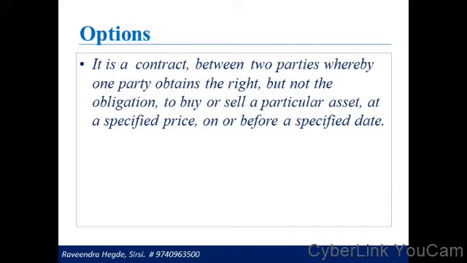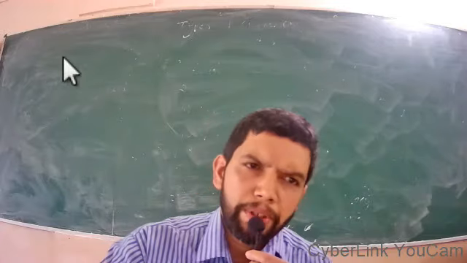Next, options. It's a contract between two parties whereby one party obtains the right but not the obligation to buy or sell a particular asset at a specified price on or before a specified date. Friends, we also have a topic called options. In the coming days, definitely we will discuss in detail about options. Still, let me give a few ideas regarding options.